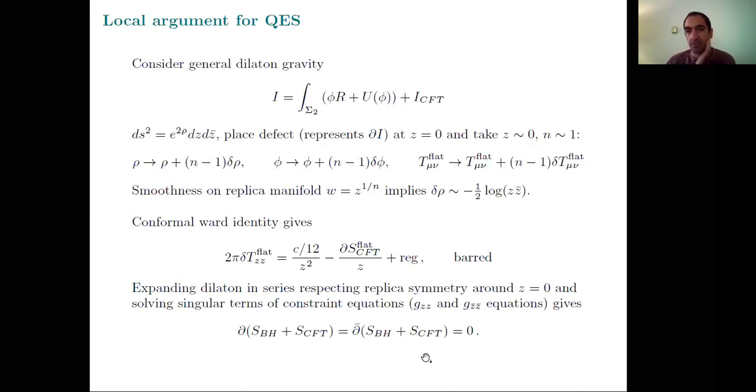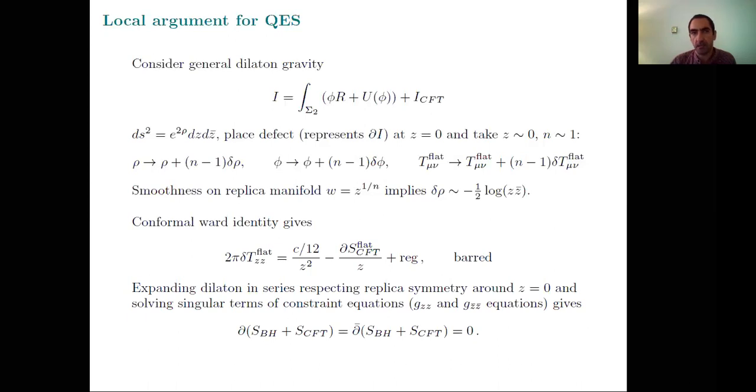This is the thing that tells you to extremize the generalized entropy. So this is an argument for the quantum extremal surface prescription. I mean, it's not a complete argument because it's sort of assuming that there exists the quantum extremal surface somewhere, and then it tells you where it goes. What you ideally want to do is really construct the replica manifolds at finite n, which we haven't done.